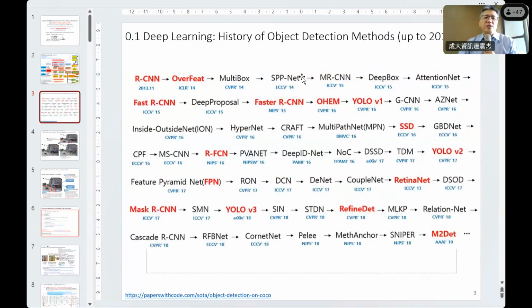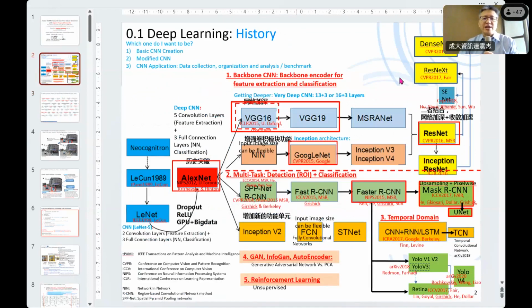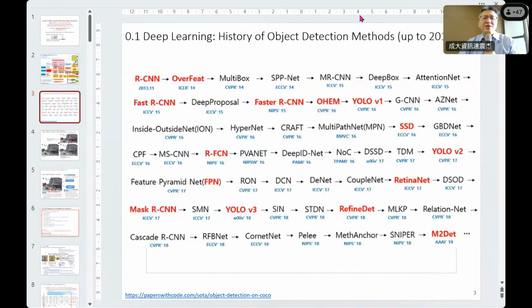So back to here. For object detection, the backbone is for classification, extraction and classification. For the detection, it's bounding box or pixel segmentation. So the history starts with region RCNN, and faster, and then starts to have YOLO.